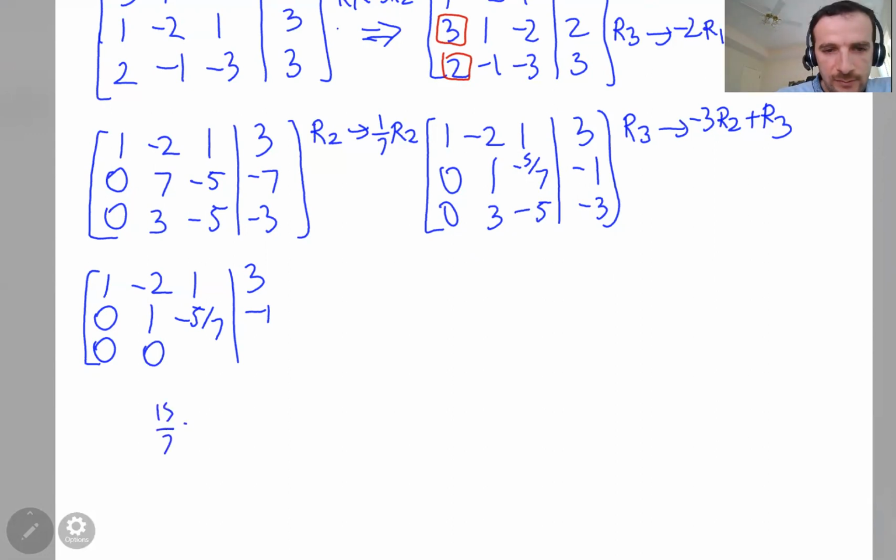15/7 minus 5. If you use the common denominator, -35, it's -20/7, right? Yes, this is -20/7. And for the last entry, I have to multiply this by -3 and add it to that. -3 times 1 is -3, 3 plus -3 is 0. Cool.